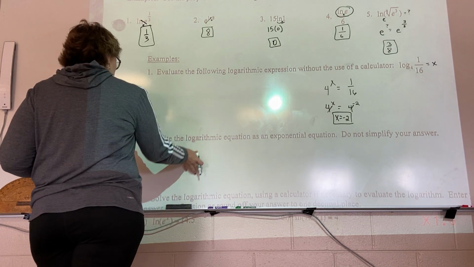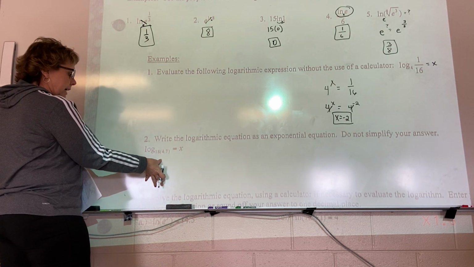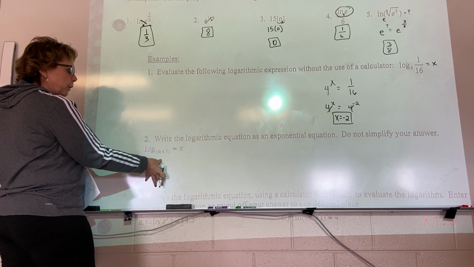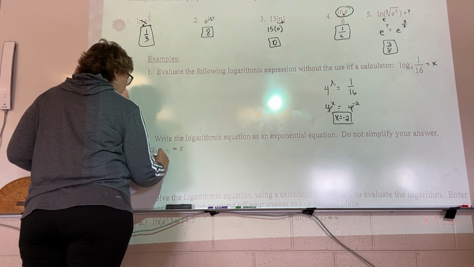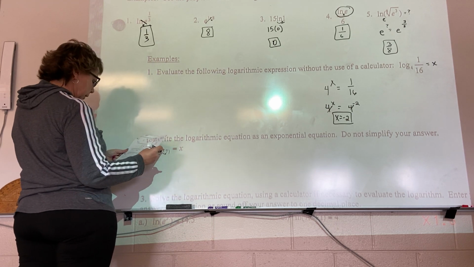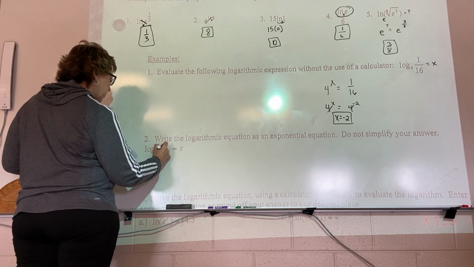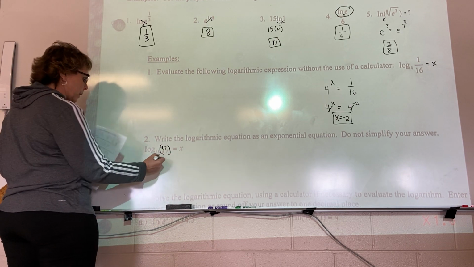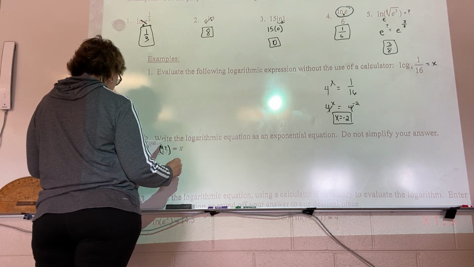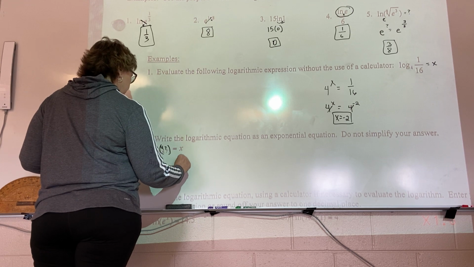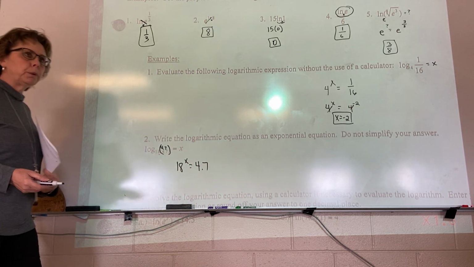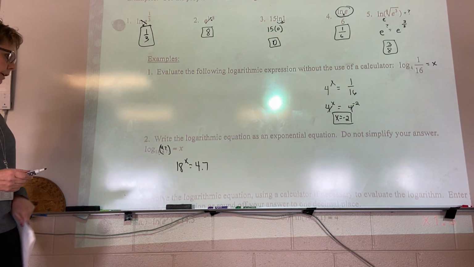And then here, write it as an exponential equation. Don't solve it, don't simplify, just rewrite it. So counterclockwise. Now I think there's a little typo on this one. This guy should be up top, the way it was written. So it's 4.7. So 18 to the x equals 4.7. So you don't need to do anything with it, just rewrite it.